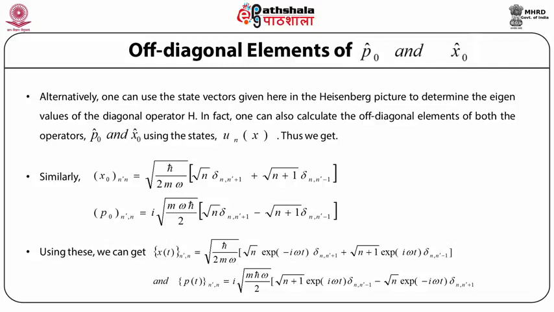And similarly for the whole set of the values of the momentum operator as a function of time, we get p_{n'n}(t) = i√(mħω/2) (√(n+1) e^{iωt} δ_{n,n'-1} - √n e^{-iωt} δ_{n,n'+1}).